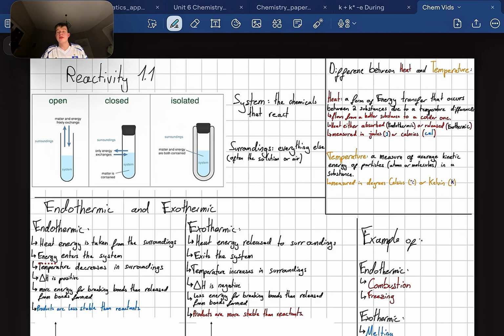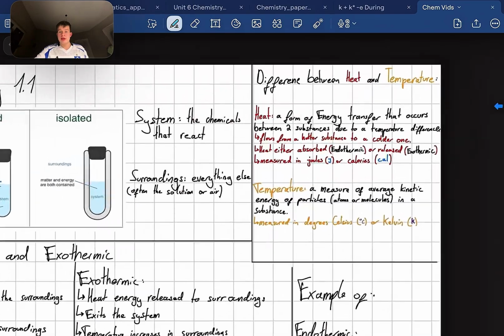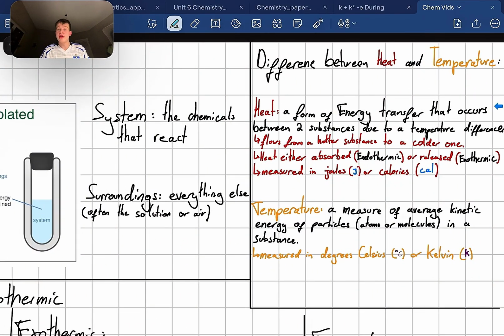So to know that there's a difference between heat and as well temperature. So heat is a form of energy transfer that occurs between 2 substances due to the temperature difference, and it flows from a hotter substance usually to a colder one. And heat is either being absorbed, which is also known as an endothermic reaction, or it's being released, also known as an exothermic reaction. And which is important, it is measured in joules or calories.